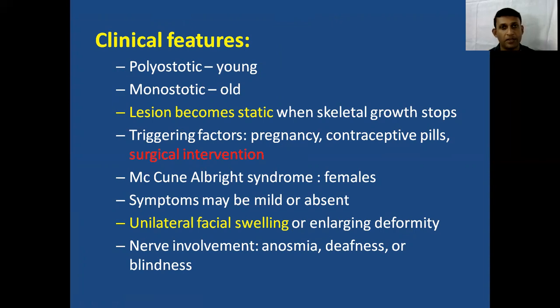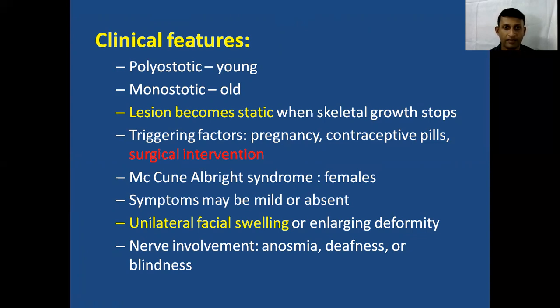That means when the patient is affected during childhood, at 12 or 13 years, when the skeletal growth of the individual stops, the lesion also stops expanding in size. Because of this, usually such patients don't require any treatment. But when facial asymmetry is present and it is affecting the patient's aesthetics, then surgical intervention will be needed to reshape the bone and bring back the facial contour.